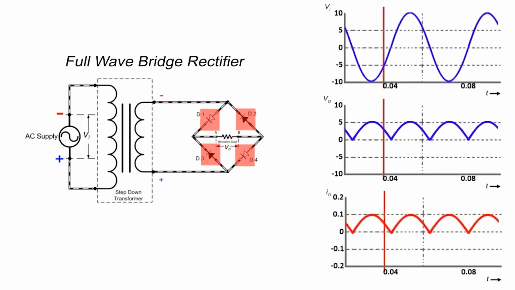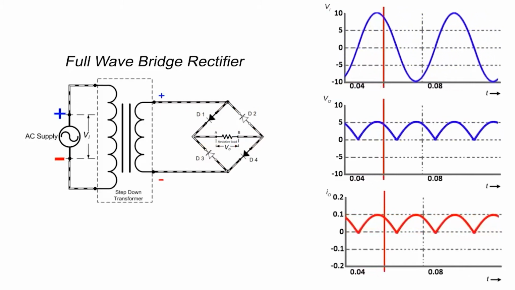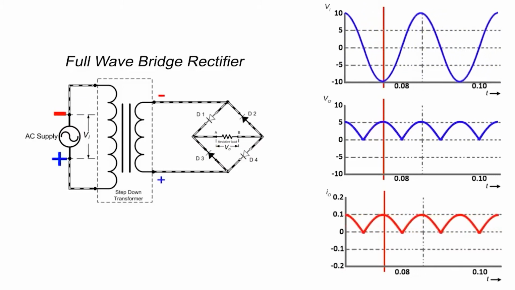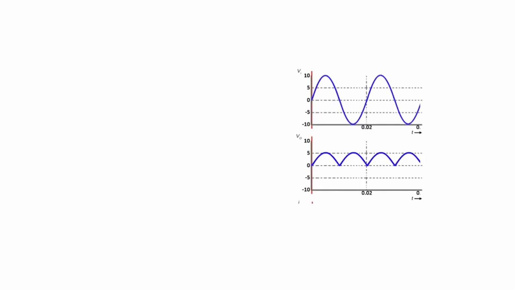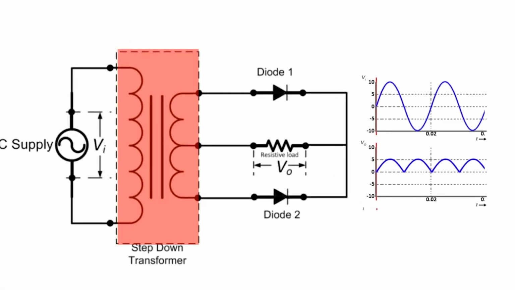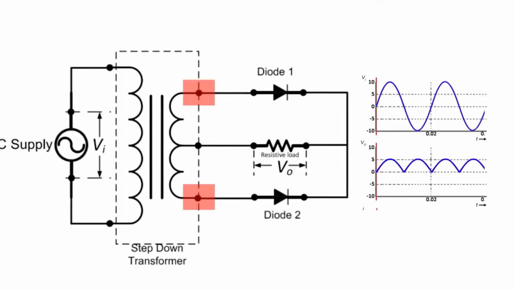This process of converting both half cycles of the input supply alternating current to direct current, DC, is termed full-wave rectification. A full-wave rectifier can be constructed in two ways. The first method makes use of a center-tapped transformer and two diodes. This arrangement is known as a center-tapped full-wave rectifier.